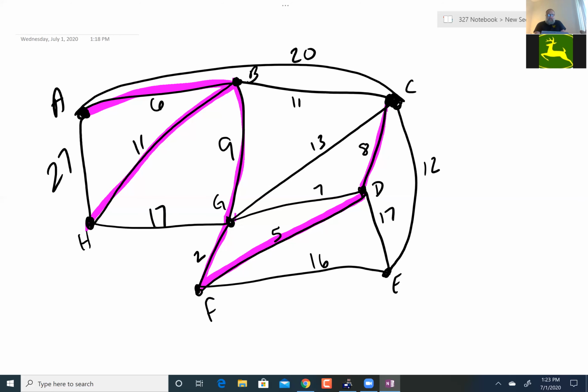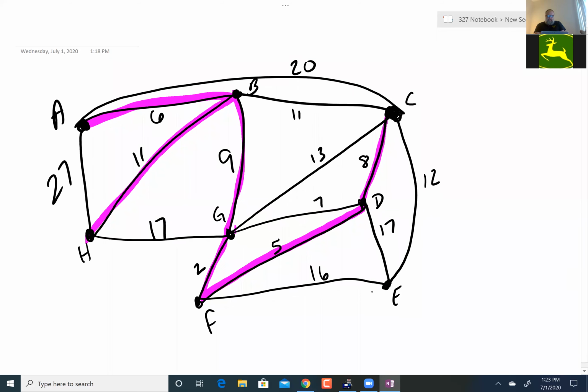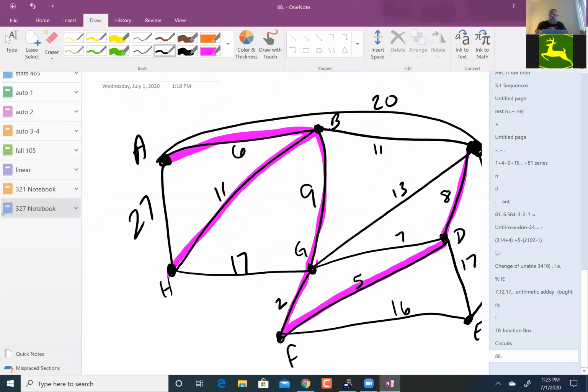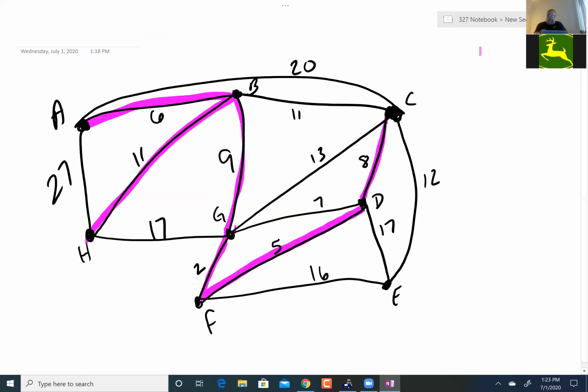17. I don't know. It doesn't really matter. Okay. I'm going to pick the shortest route between either C and E, D and E, or F and E. And so in this case, it sure looks like the shortest route must be just 12, huh? Okay. And now everybody is connected. Nice.